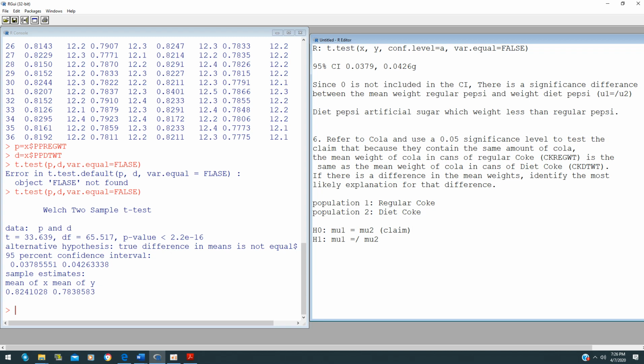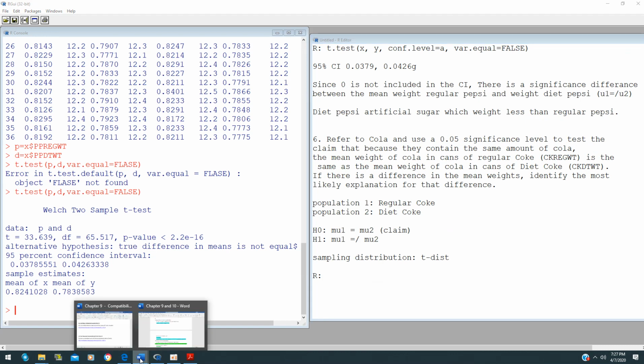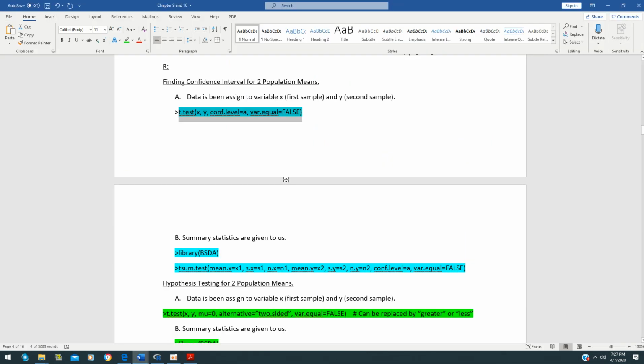In order for us to find the sampling distribution, again, because this is talking about means, for all mean types we're going to use the t distribution in this case. Next, in order for us to figure out your test statistic and your p-value, you have to use R to figure it out. So how do we use R? We look back at your notes.